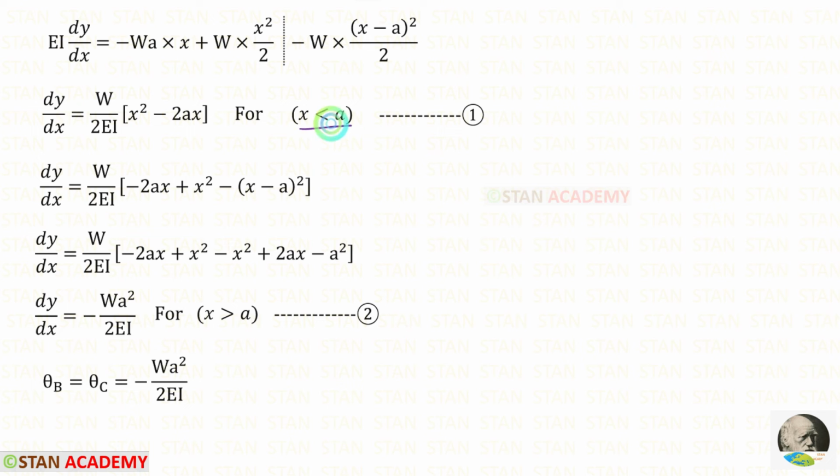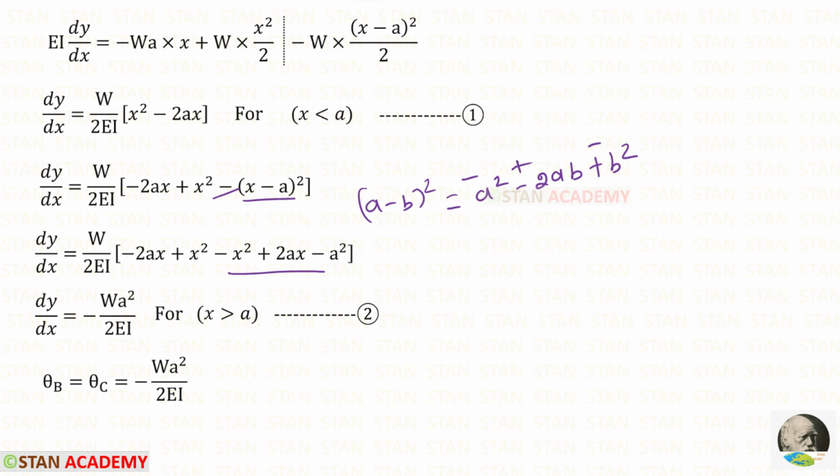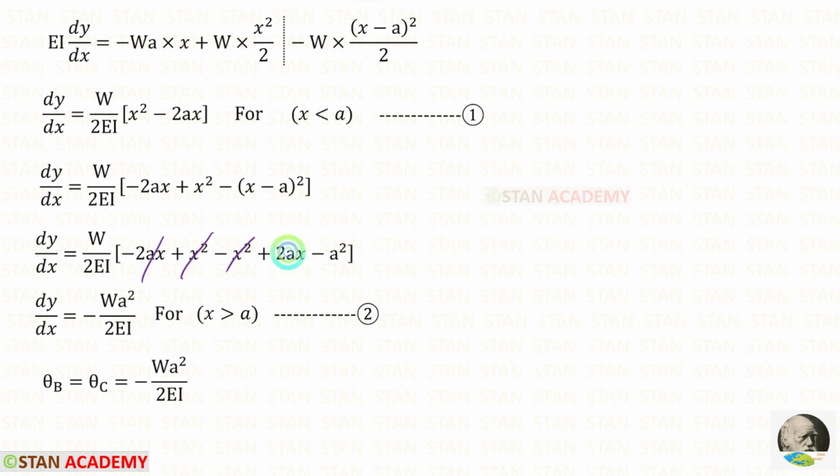For x less than a, we should only take this. We should not consider this. Simplifying this, we will get this. When x is greater than a, we have to consider this term also. We can take w upon 2 outside. In this term, there is no 2, so we have to multiply with 2. For this, we can apply the (a minus b) whole square formula, that is a square minus 2ab plus b square. Using that, we will get this, but here there is a negative sign, so we have to change the sign like this. We can eliminate x square and 2ax. So for dy upon dx, we will get this.